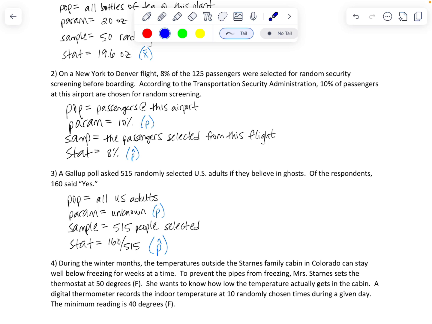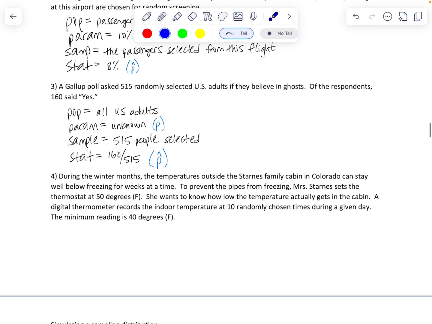The sample is the 515 people that were selected, and the statistic is 160 out of 515 of them. You can crunch that number into a decimal, fraction, percent, doesn't matter. That is going to be our P hat. It's a certain fraction in this case, but it's a number of people out of 515.